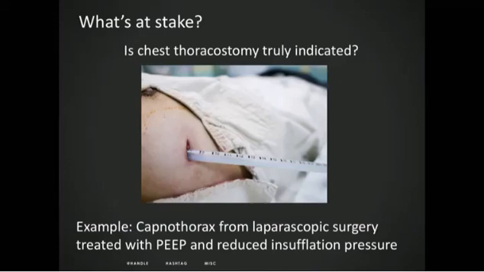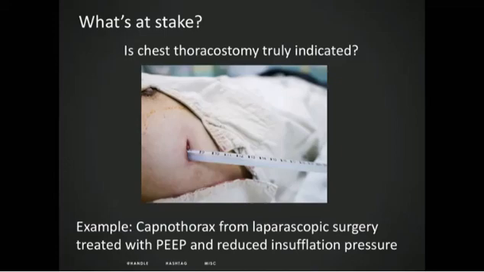However, we treat capnothorax by increasing the PEEP, reducing the insufflation pressure, and using the pressure differential to push that CO2 back out of the pleural space into the abdominal cavity through the existing defect in the diaphragm. And these patients should not require a chest tube, generally speaking.